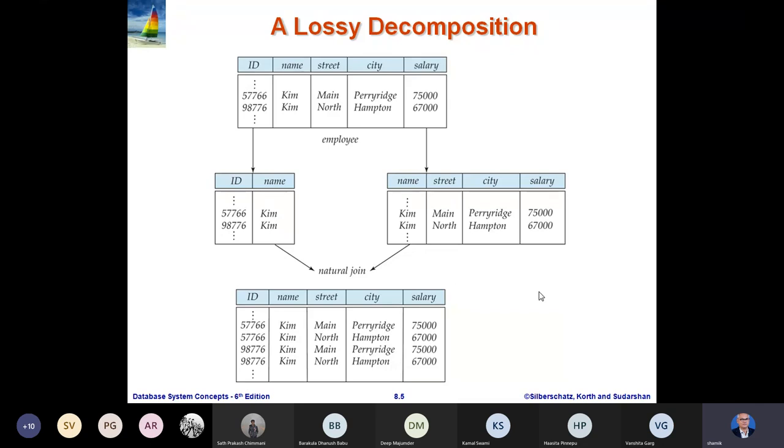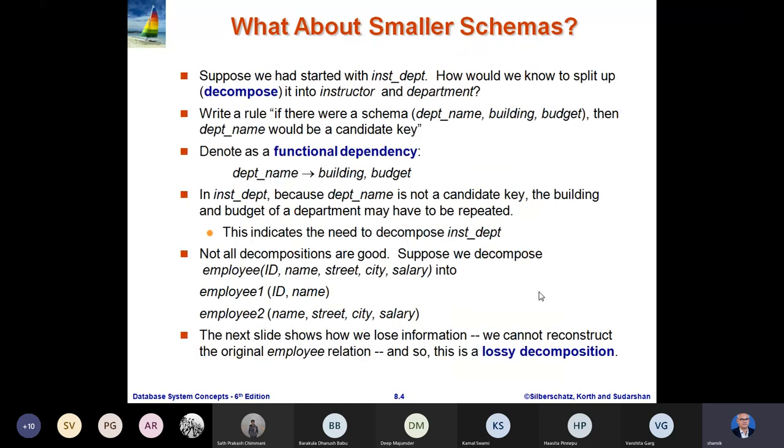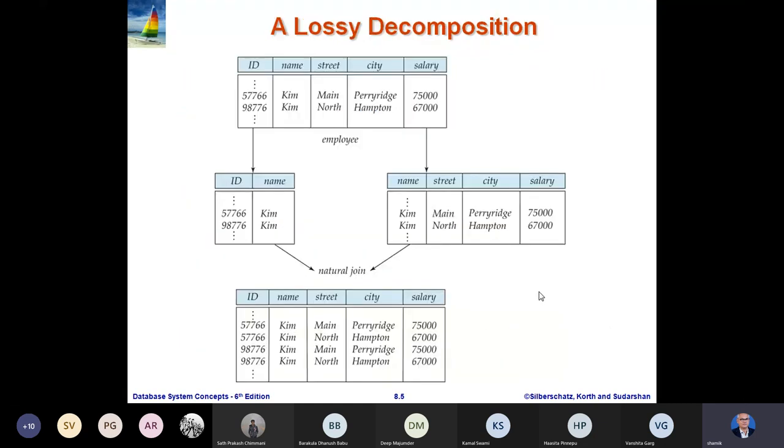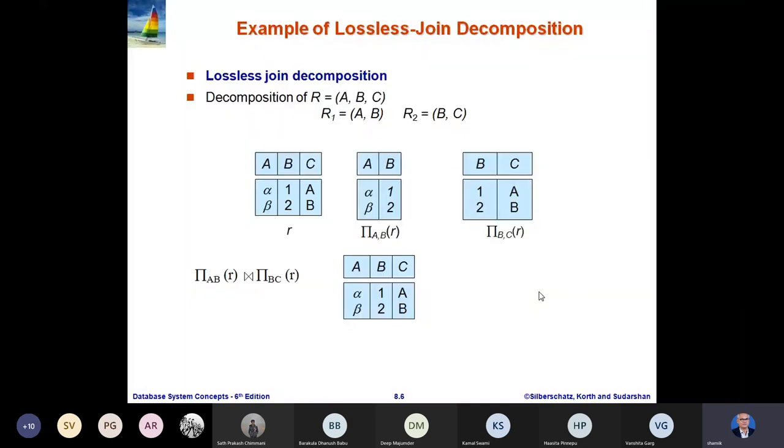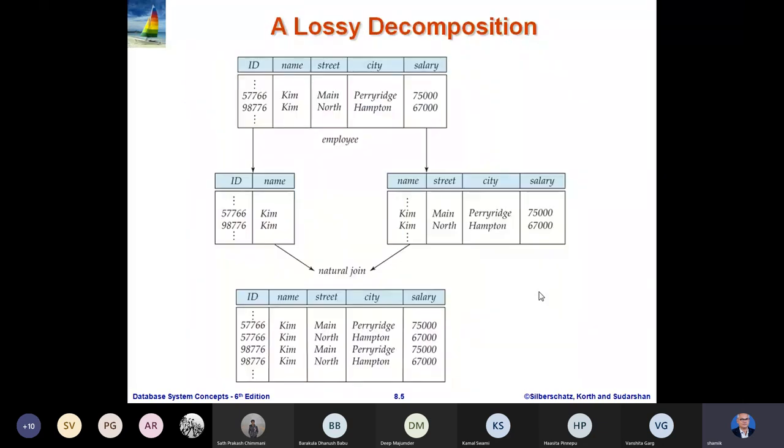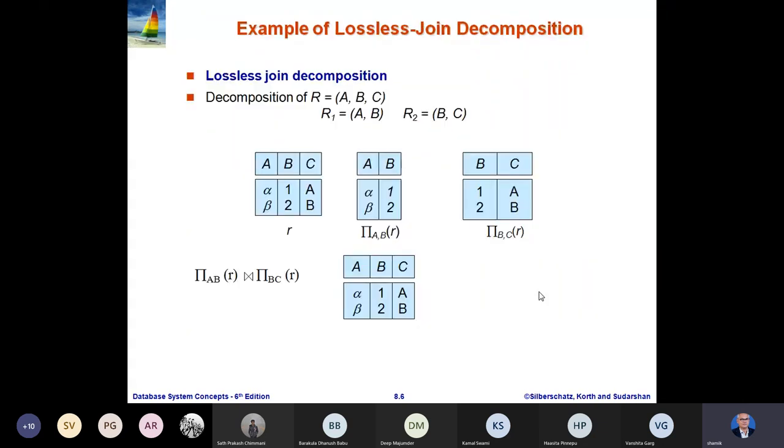So that means that whenever we are trying to decompose a schema into smaller schemas, the first and foremost requirement is that we do not end up in a lossy decomposition. We have to end up with what is called a lossless decomposition. Okay, so here is an example of lossless, often called lossless join decomposition. Similarly, lossy decomposition is also often called lossy join decomposition.